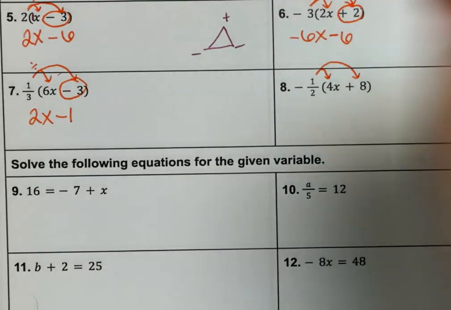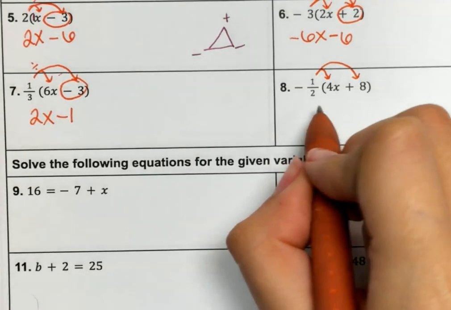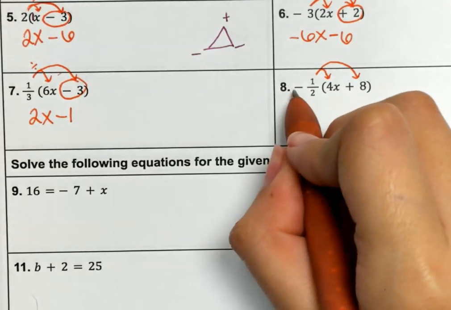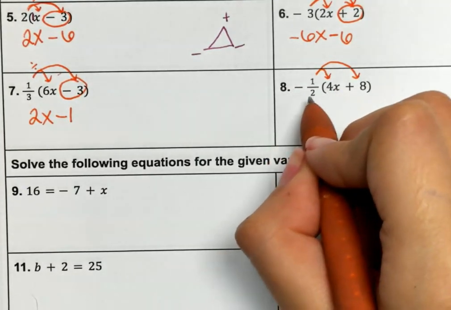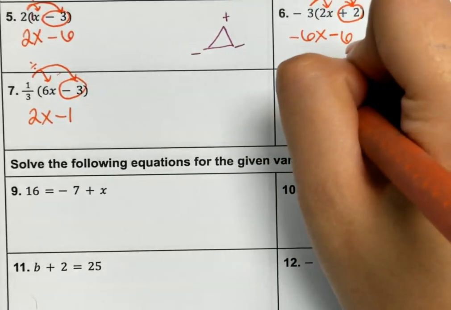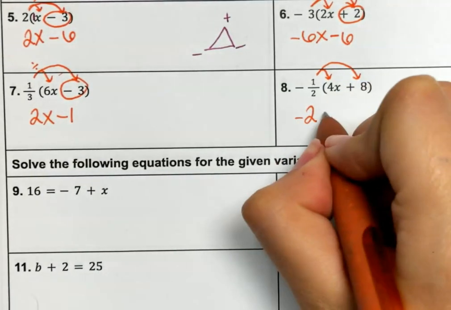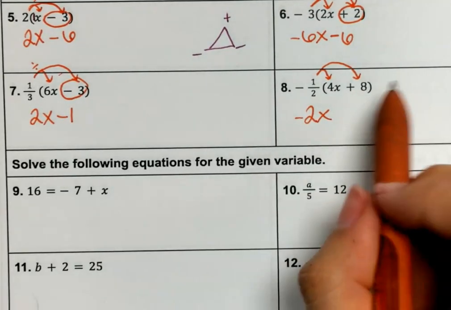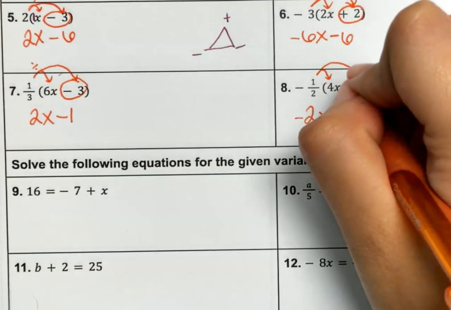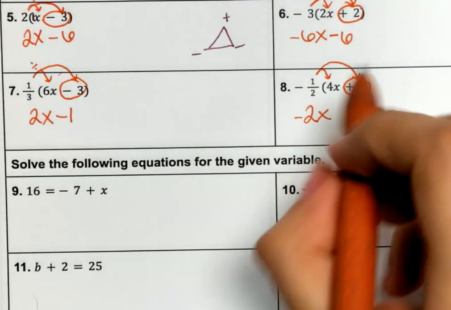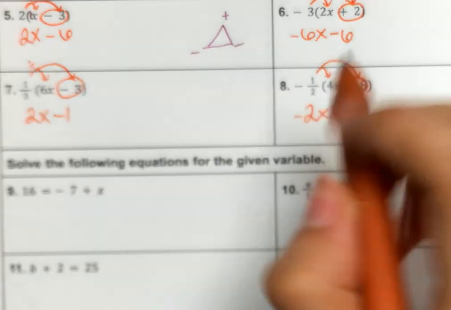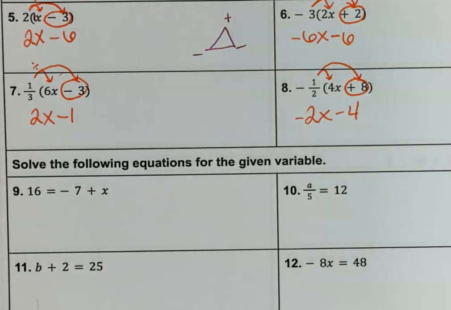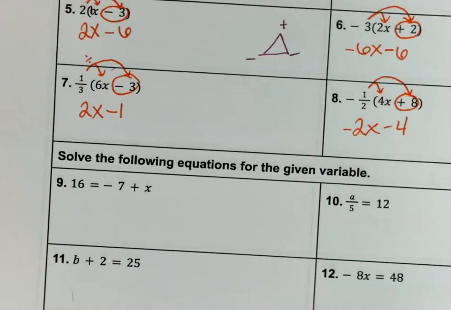So do the same thing here. This one is a fraction, so I'm going to be dividing by 2, but it is a negative 2. So I know 4 divided by 2 is 2, and positive and negative will give me negative. So negative 2, keep the x, negative 2x. Negative 1/2 times 8 is just 8 divided by negative 2, which is negative 4. So those are your answers for numbers 1 through 8.